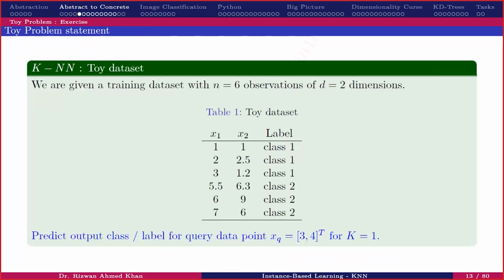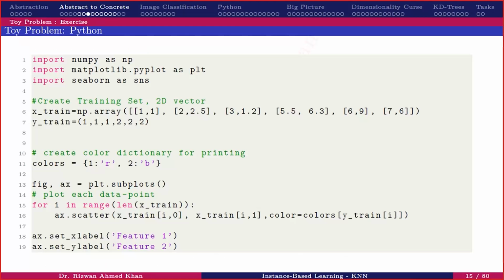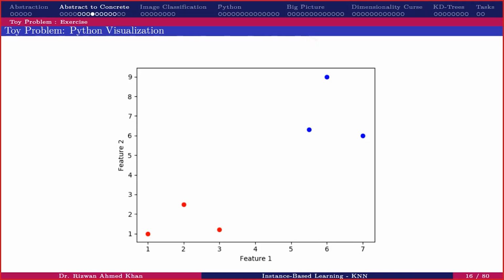Then we looked at this toy data set and we tried to find the classification for a data point based on this toy data set, using Euclidean distance. This is how we can plot it. I showed you how we can do it in Python, very simple. This is how we plot it.